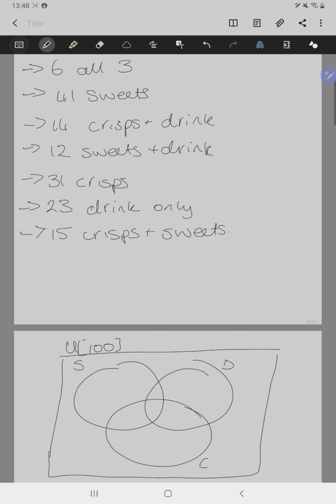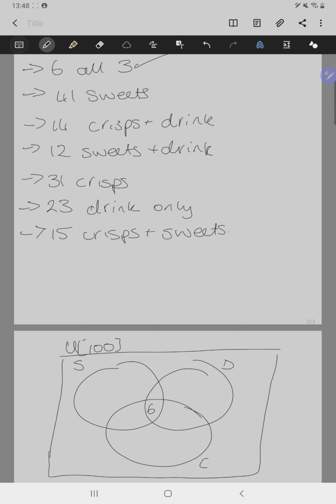So first of all, they tell us that 6 people bought all 3. So the section that will look at all 3 is this part here in the middle, because that is in our sweets, it's in drinks, and it's in crisps. So let's have a look at that. They tell us that 6 people bought all 3, so we can fill that in straight away, and that's that part done.